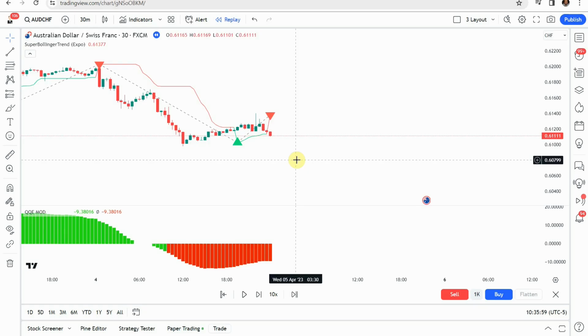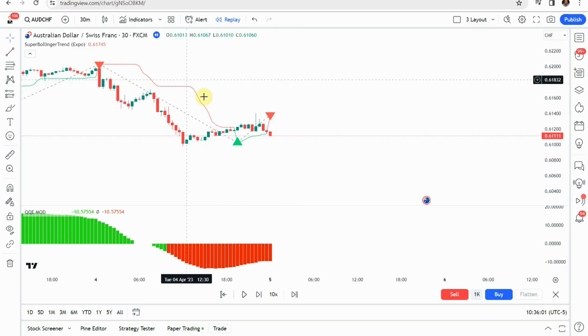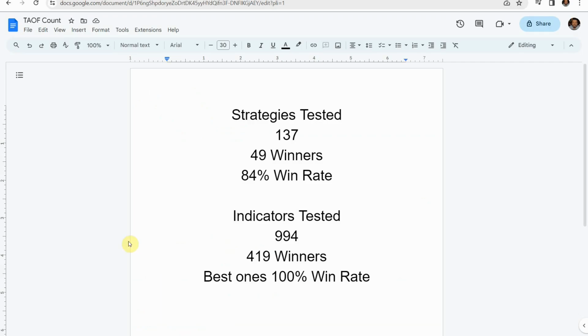Alright, as I said, today we will be testing a 30-minute day trading strategy. Before we do though, I wanted to put the testing scoreboard up for everyone to see. So to date, we have tested a total of 137 different strategies, with 49 of them being winners. The best one so far was able to achieve an 84% win rate. That is the Academy of Forex strategy with the Z-score probability indicator. We've also tested a total of 994 indicators, with 419 of them being winners.